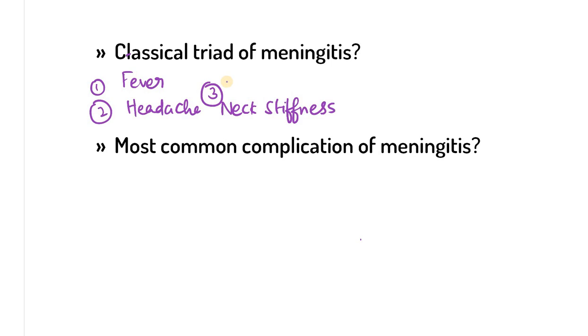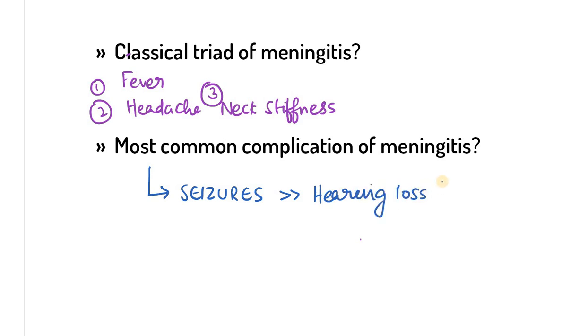What is the most common complication of meningitis? This is something which is given differently in different guidebooks, but the answer is seizure. Please note that seizure is a manifestation as well as a complication of meningitis. Most common overall complication is seizures. Followed by seizures, you have hearing loss. So if seizures is not given in the question, you can choose hearing loss.